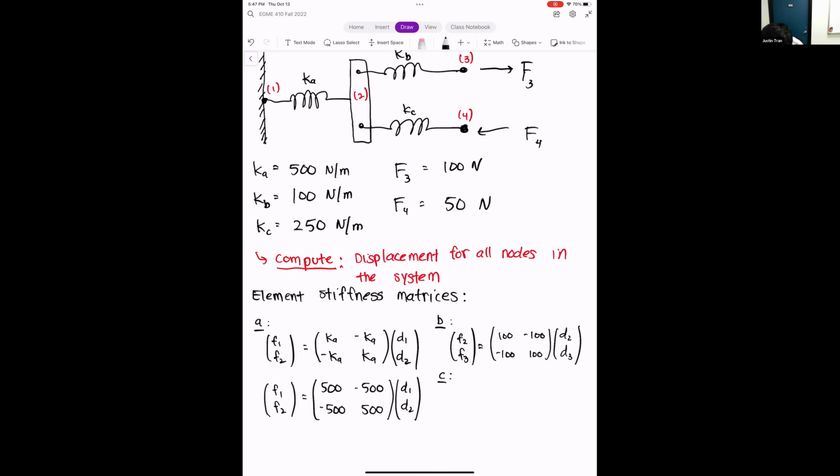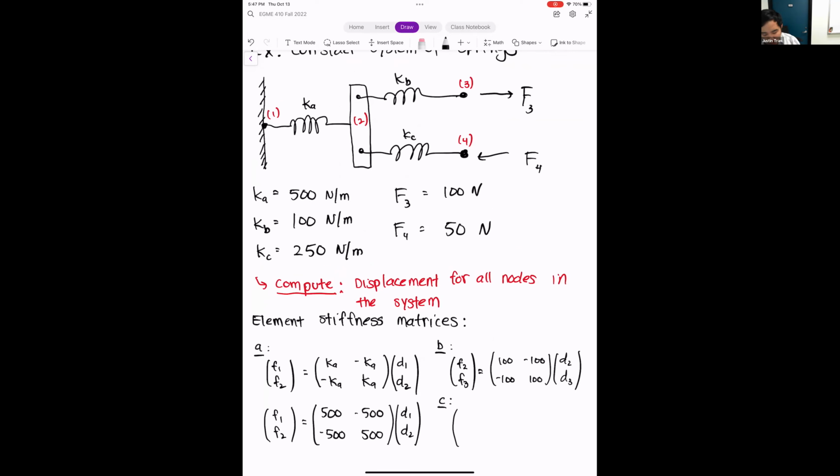Finally, we can make the element stiffness matrix for element C. Element C is a little bit unique. If we look at element C right here, you can see that on the right-hand side, element C is attached to node 4, but on the left-hand side, we're actually attached to node 2.